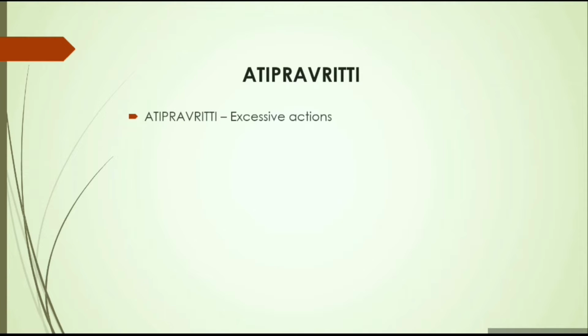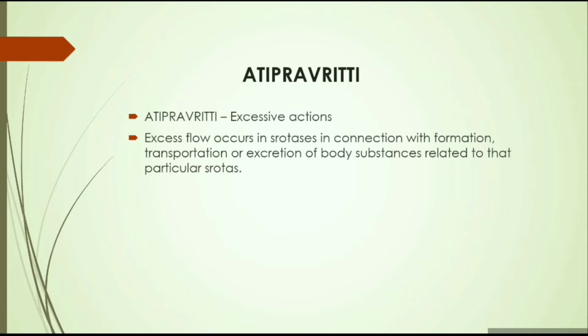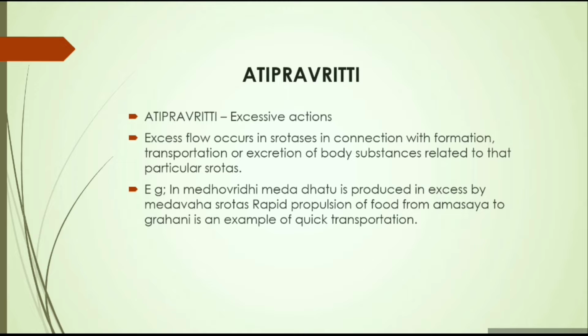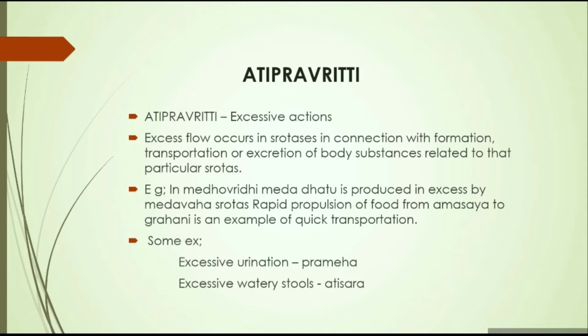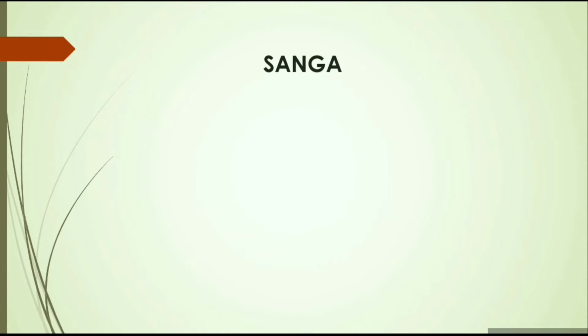Ati Pravriti means excessive actions. Excess flow occurs in Shrotas in connection with formation, transportation or excretion of body substances related to that particular Shrotas. Example: in Medha Vriddhi, Medha Dhatu is produced in excess by Medavaha Shrotas. Rapid propulsion of food from Amashaya to Grahani is an example of quick transportation. Some examples are excessive urination, that is Prameha, and excessive watery stools, that is Atisara.